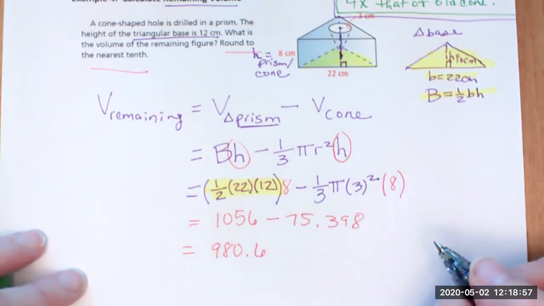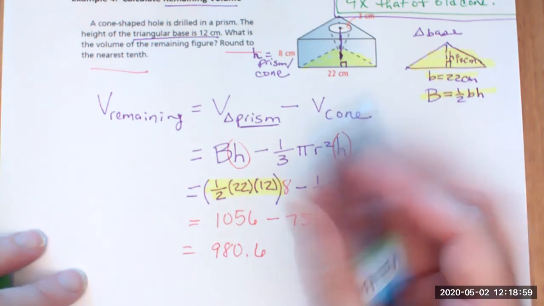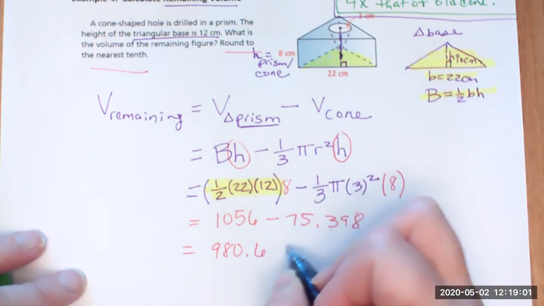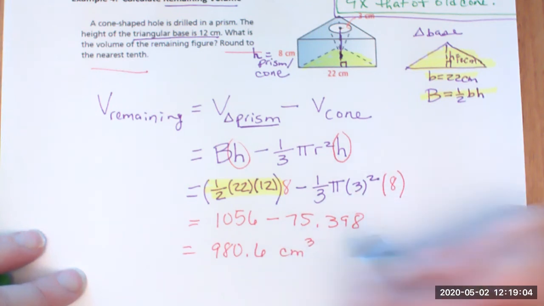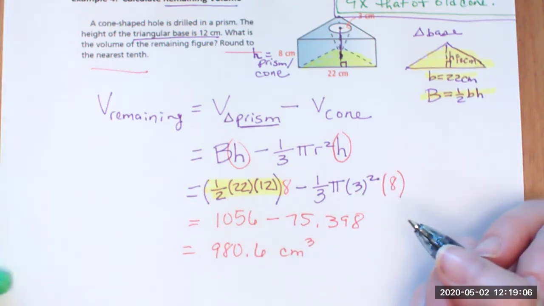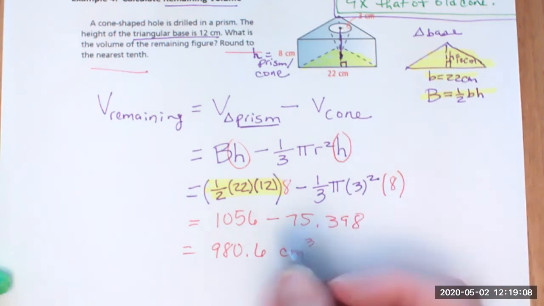And think about the units, okay? The units are in cubic centimeters because this is volume. So 980.6 cubic centimeters.